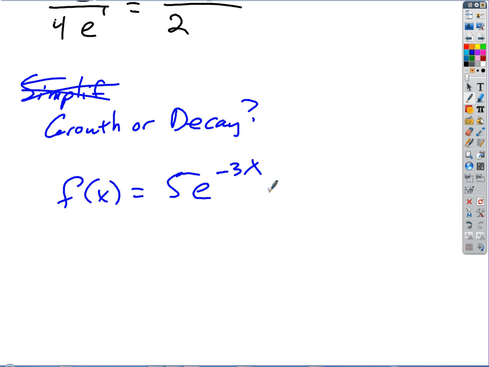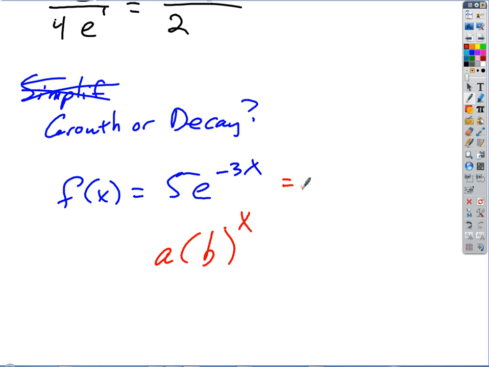Okay, so let's look at this now. If I want to write this as an exponential function, I just have to think of this in terms of this form: a times b to the x, right? Now, what part of that determined if it was growth or decay? b. If b is greater than 1, it's growth. If it's less than 1, it's decay, right? So we have to rewrite this in that form.